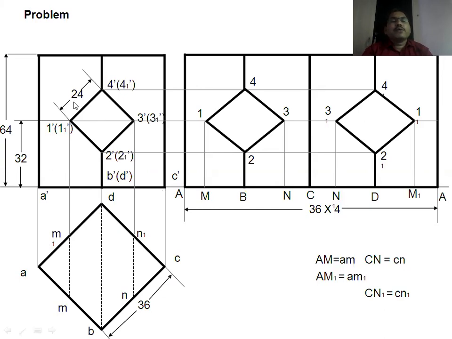So this is the front view of that square hole of side 24 mm, making equal inclination with HP. This means the sides are making a 45-degree angle with the XY line. So now you have drawn this front view of the square hole. Now the projection of this front view you can mark here in the top view. So in the top view, it is as it is.